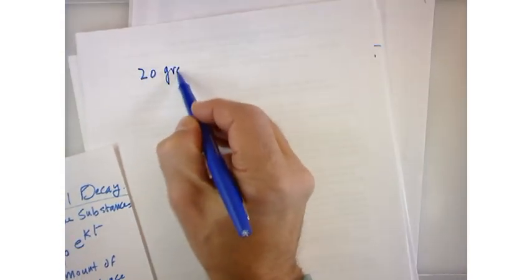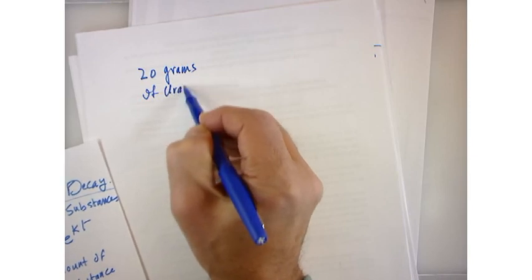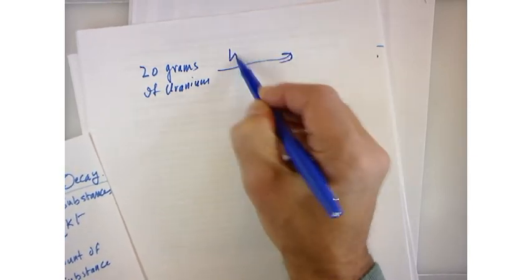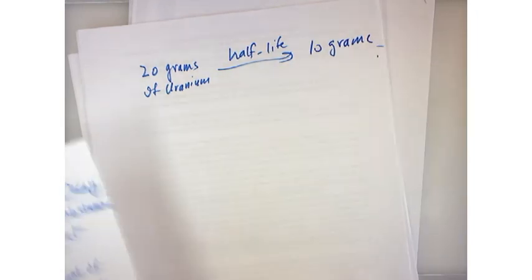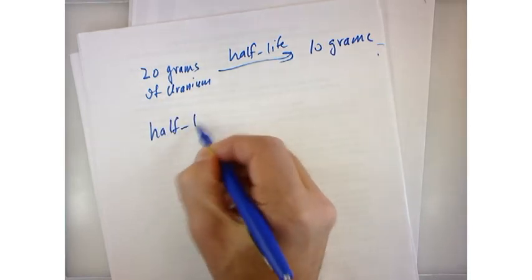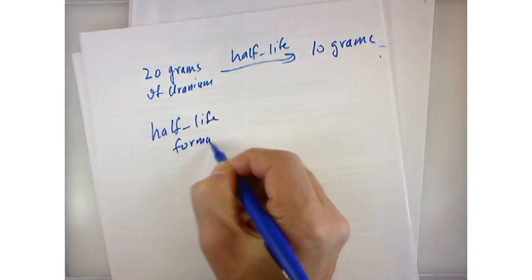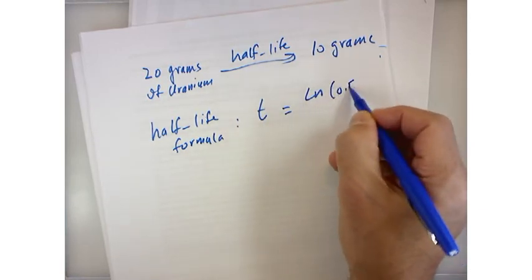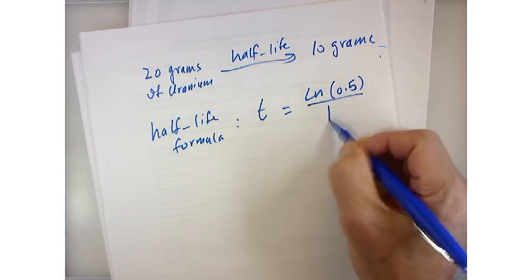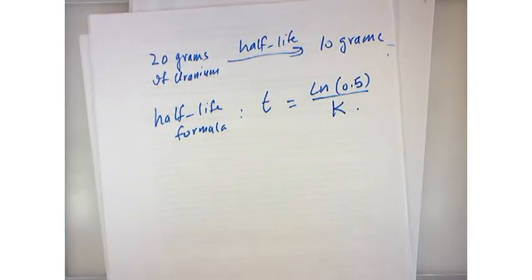So for instance, if you have 20 grams of uranium, after a half-life, could be 10 years, 10 million years, we don't know, it's 10 grams. After another half-life, it's 5 grams, and so on. And the half-life formula: T is, instead of ln of 2 for doubling the time, ln of 1/2 for cutting in half. Instead of R, we have K. That's how you figure out the half-life formula, to find the half-life.